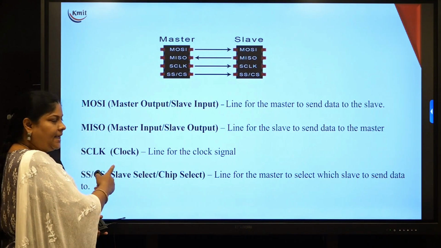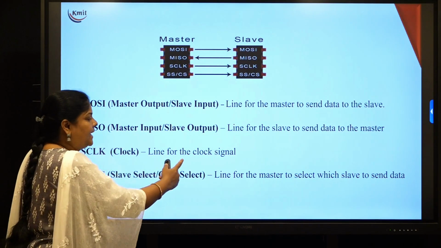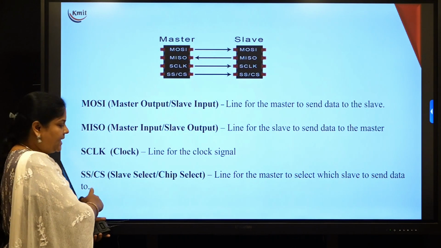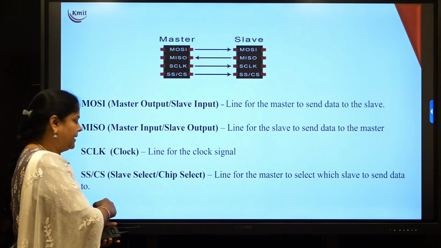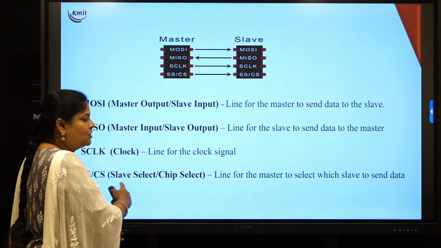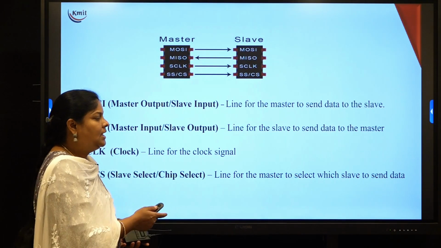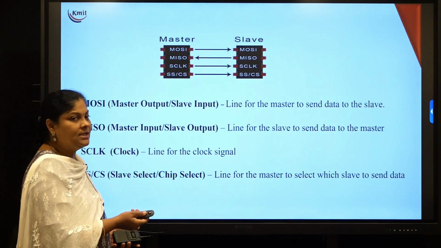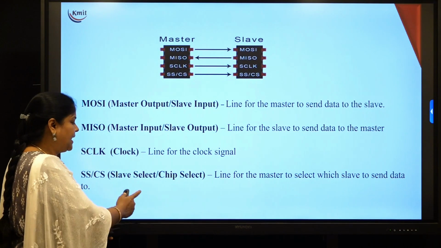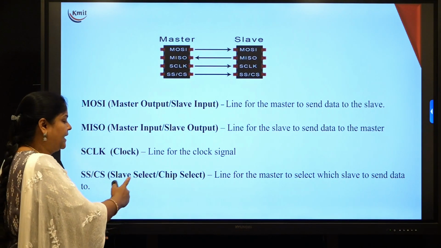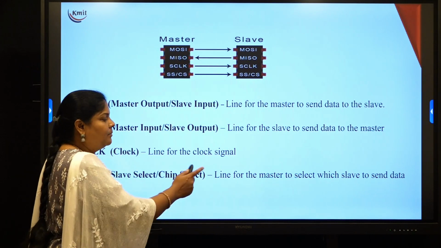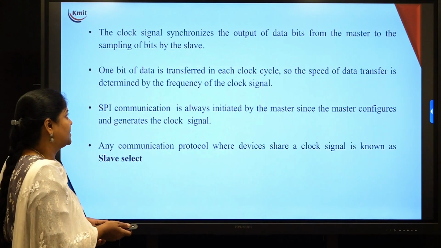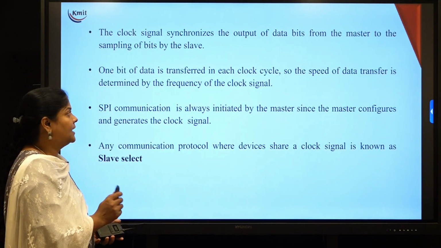Next, SCLK is the clock line. This line is used for the clock signal. The fourth line is SS or CS. SS stands for slave select, and CS stands for chip select. This line is used by the master to select which slave it wants to send data to. Either slave select or chip select, the master will select the slave with which it wants to communicate. So these are the 4 lines where you can communicate the data.